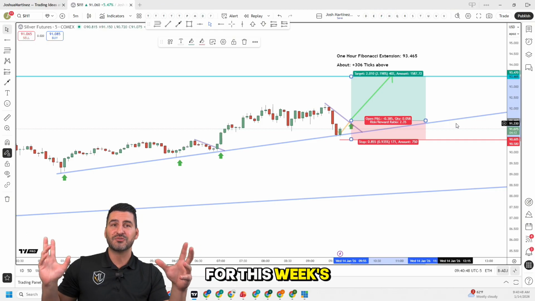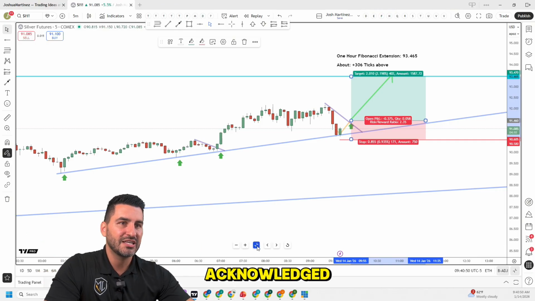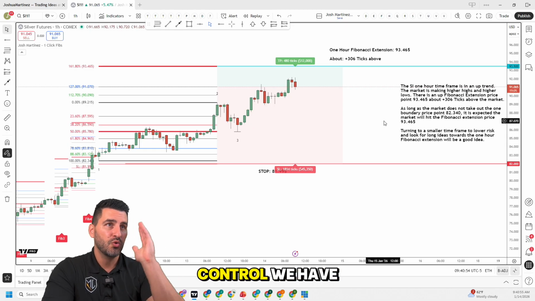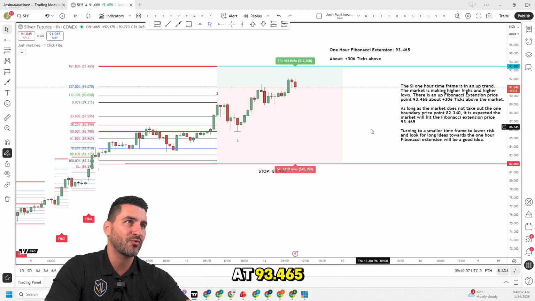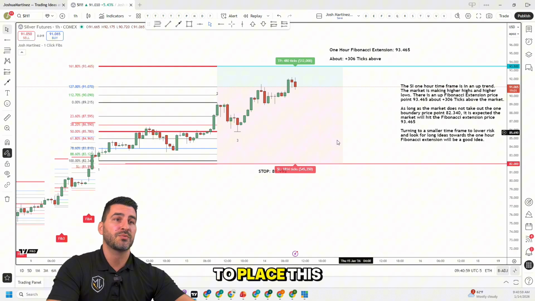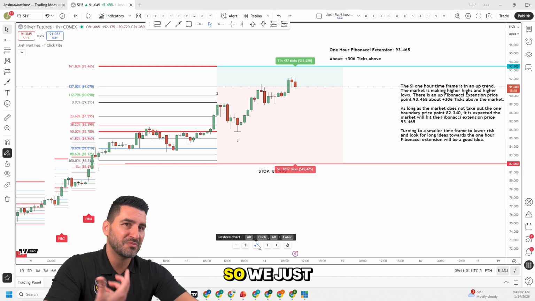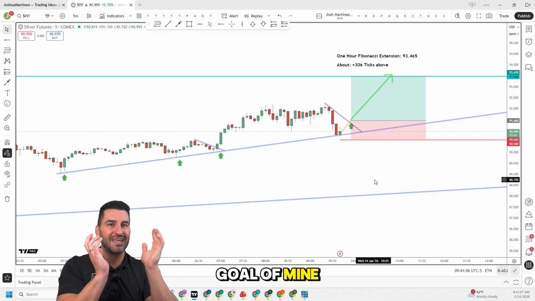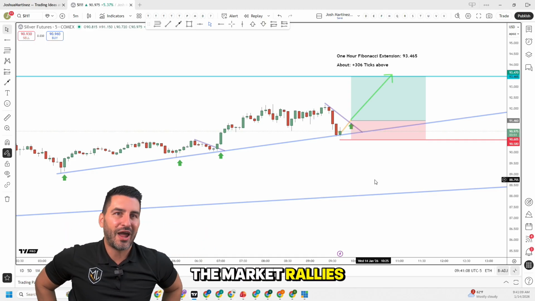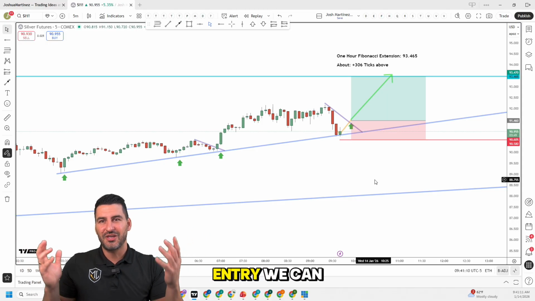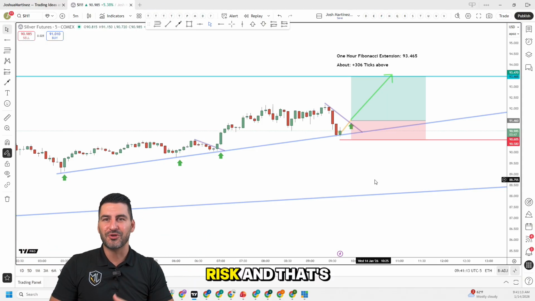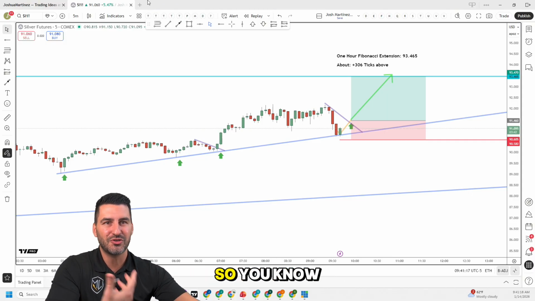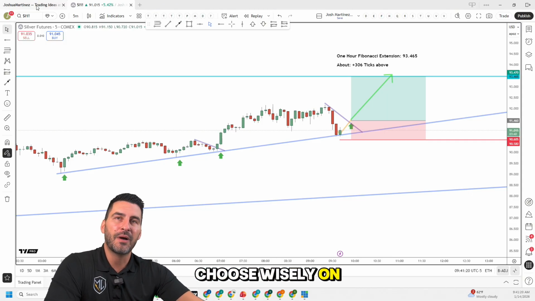So all we did for this week's idea is we acknowledged silver's in an uptrend. We're making higher highs and higher lows. Buyers are in control. We have a price target at 93.465. The risk is too much to place this trade off the 1 hour time frame. So we just go to the 5-minute, extract the end goal in mind, and then if the market rallies and hits our target, gives us the entry, we can get a reward bigger than our risk, and that's the way to go. Naturally, there is risk involved in trading, so choose wisely.